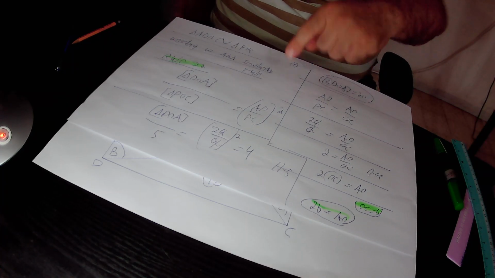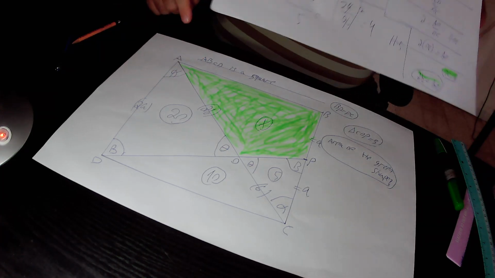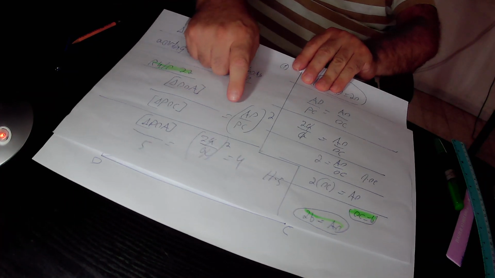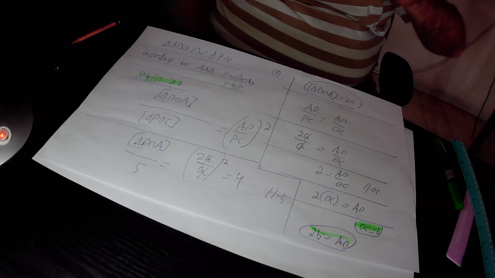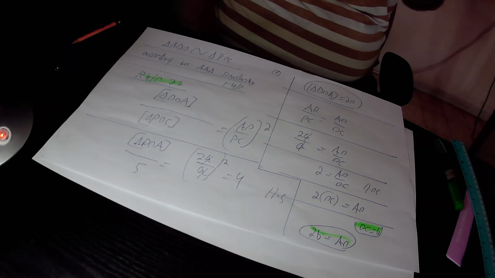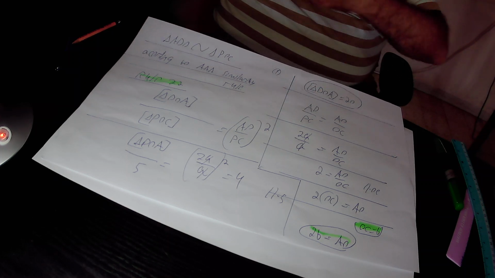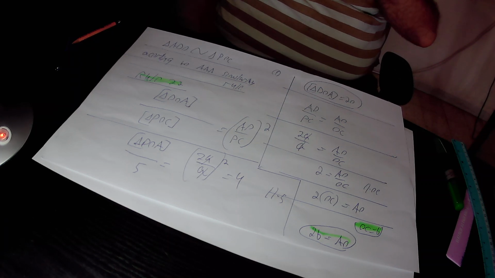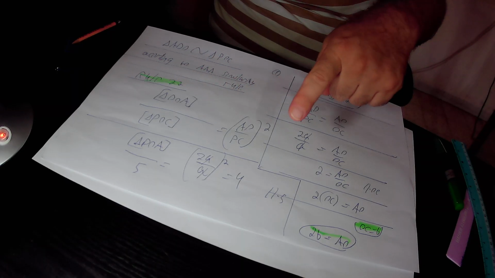And it is equal to AD over PC squared. AD is 2A, and PC is A. So it is 2A over A, squared. We have A in the numerator and A in the denominator, so A will get cancelled, and we are left only with 2 squared, that is 4 of course. In total, we found out that the area of triangle DOA over 5 equals 4.